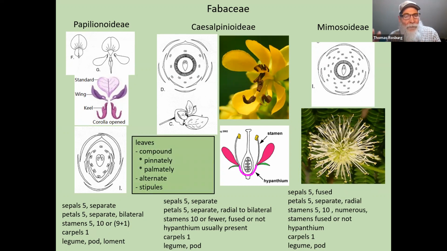As far as vegetative things, most of the Fabaceae, almost all, have compound leaves. There's a few that don't. They're either pinnately compound or palmately compound, and we'll see examples of those. They're almost always alternate. Opposite leaves is really rare. Sometimes the leaves are basal. Again, that's not very common. And there's usually stipules, and we'll see plenty of examples of that. So there are some vegetative characters that, again, help to recognize the family.